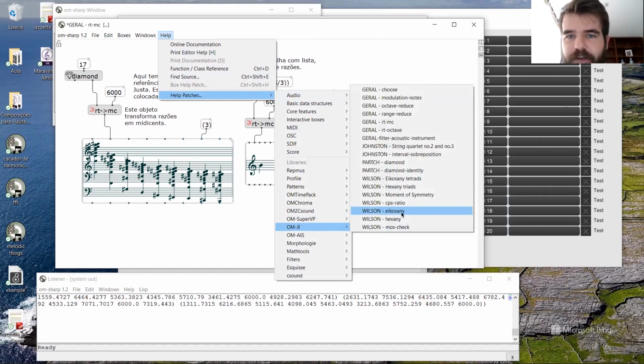So then we have some, let me see what's the next object. Oh, the range reduced.